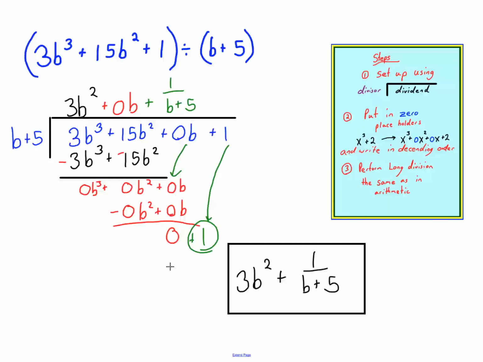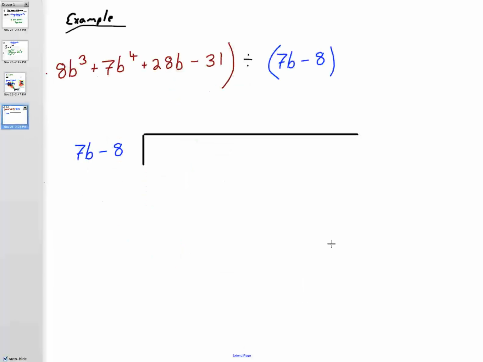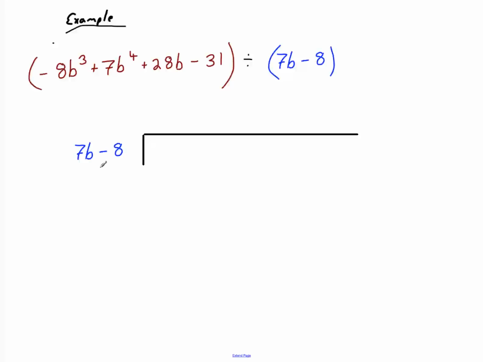Okay, let's do another example. Okay, in this case we have 7b minus 8, and if you look, let's paste in this chart here.